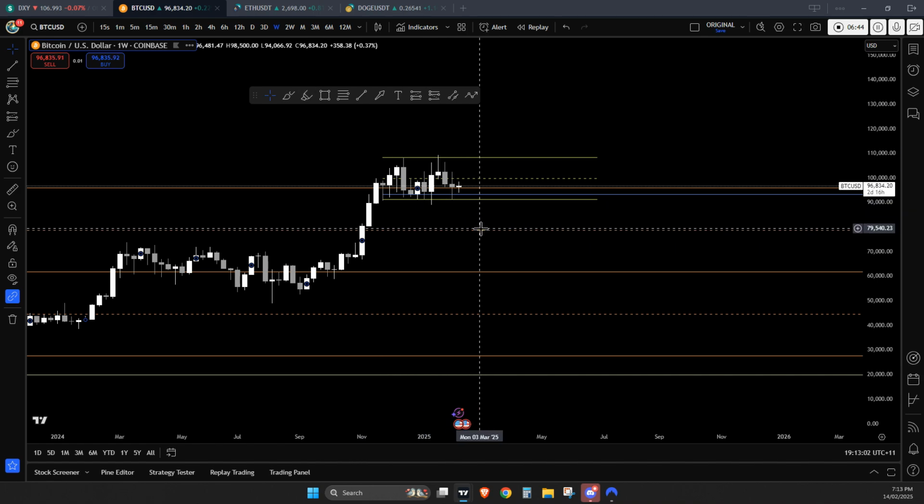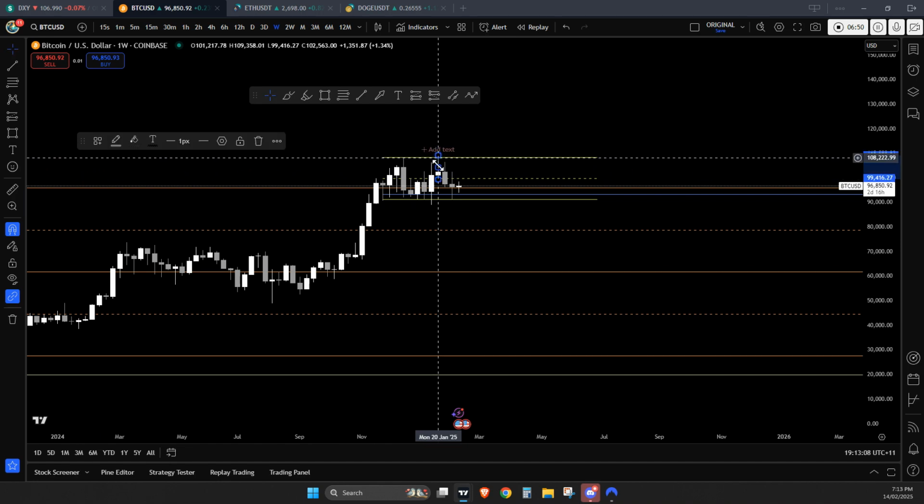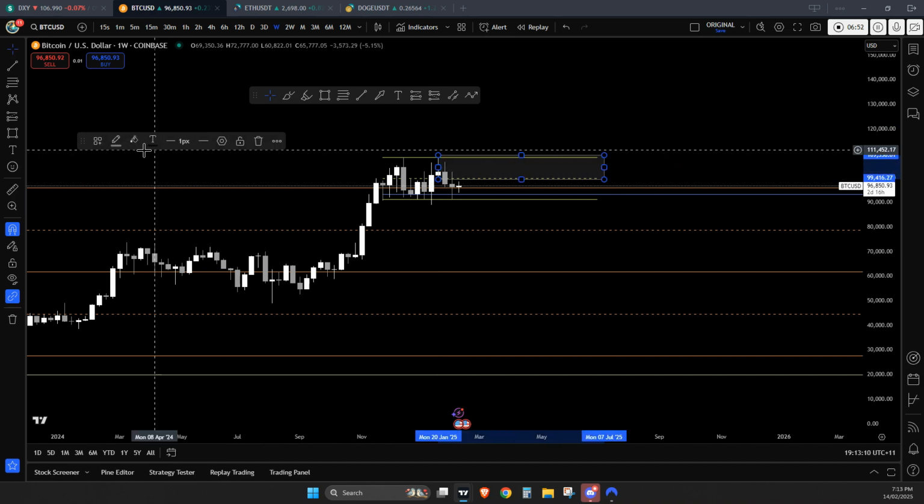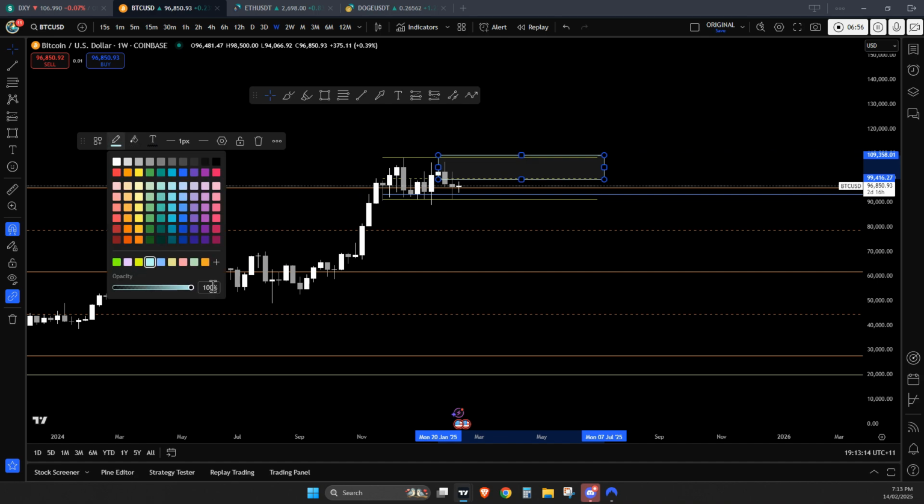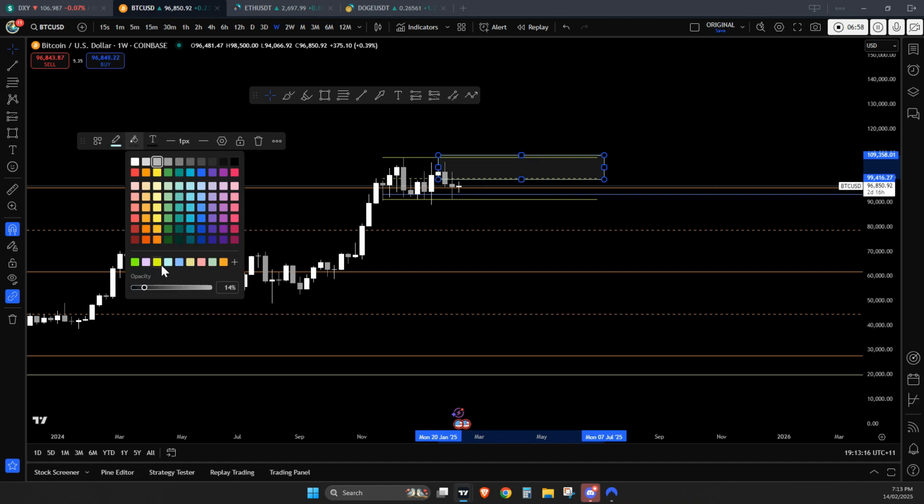There's no real order block. You could say that's an order block right here. So it's the last up candle before the market's gone down since. Just going to change the color to a light blue, which is the color for my order blocks. Right there.